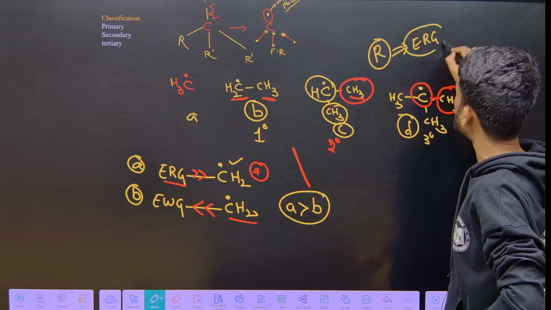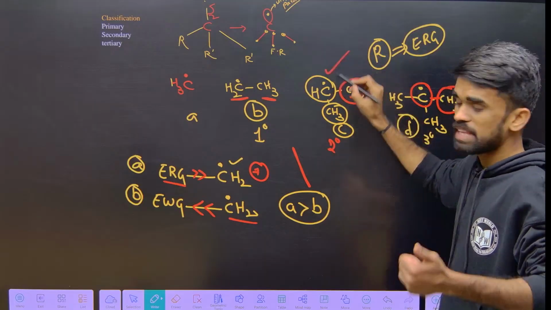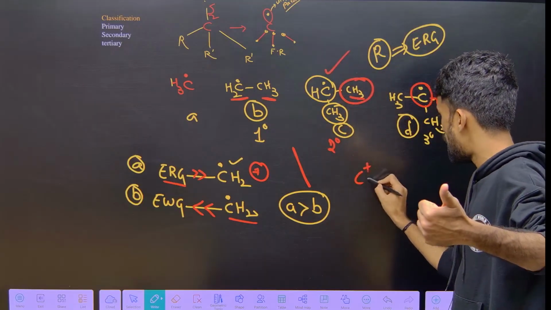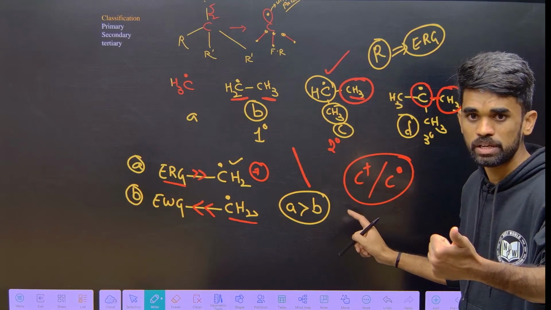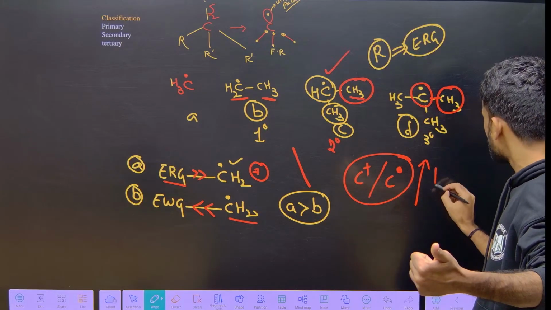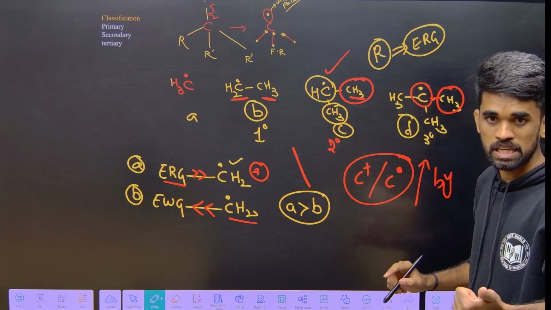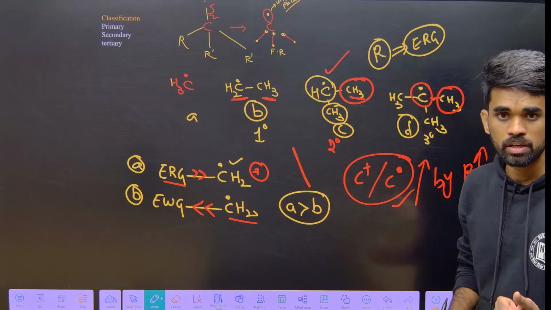What are these groups? Electron releasing groups. Now, carbocations and free radicals are electron deficient, so they can be stabilized by electron releasing groups. Therefore, as the number of R groups increases, the stability also increases.